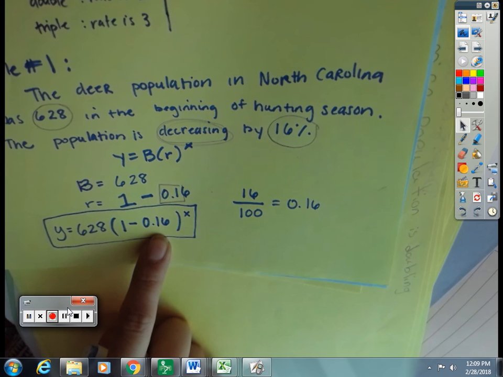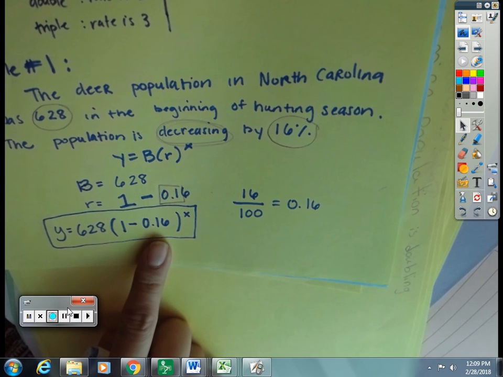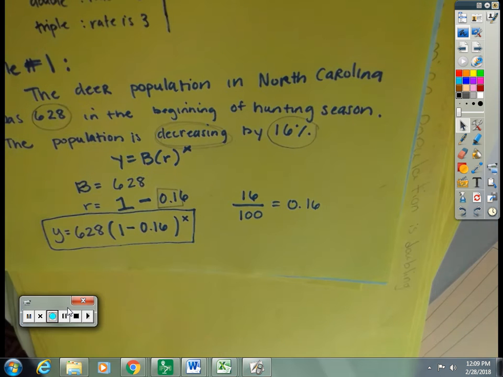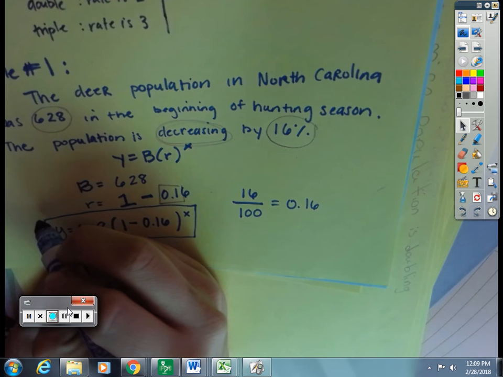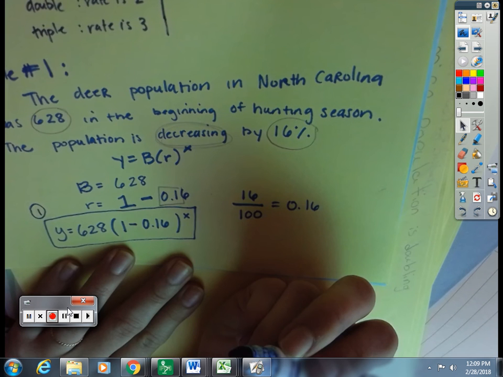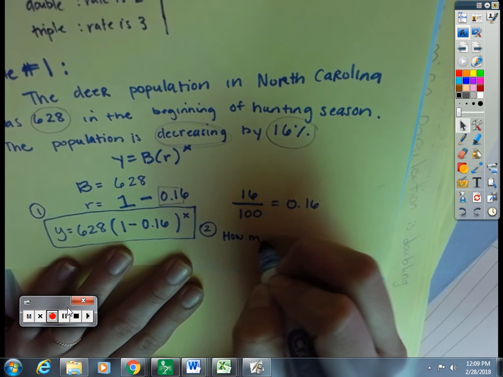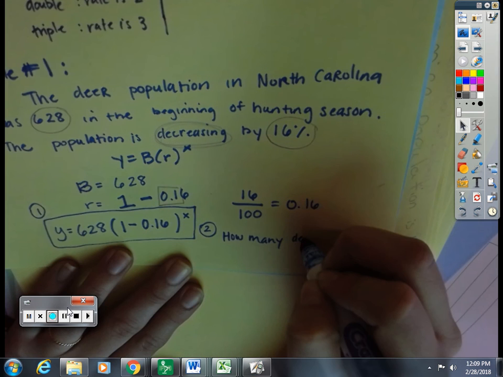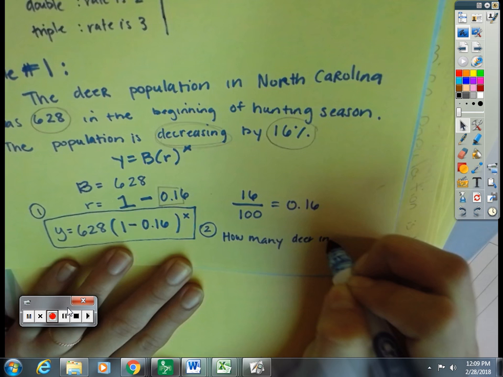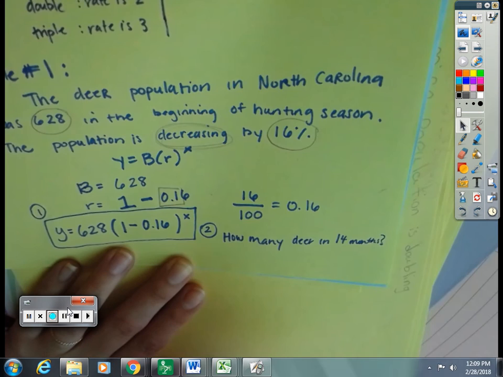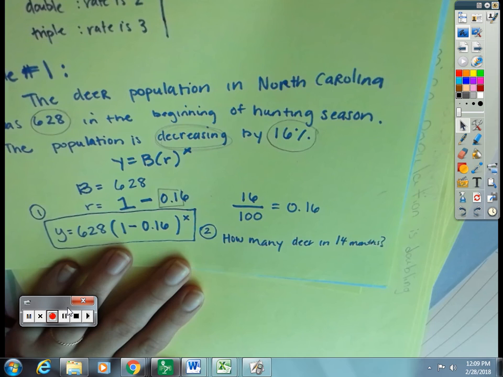Alright, do we have any questions? No. Alright, here's going to be the next question for you. This would be the answer to number 1. This would be the second question. They would ask you how many deer in 14 months. How many deer in 14 months?